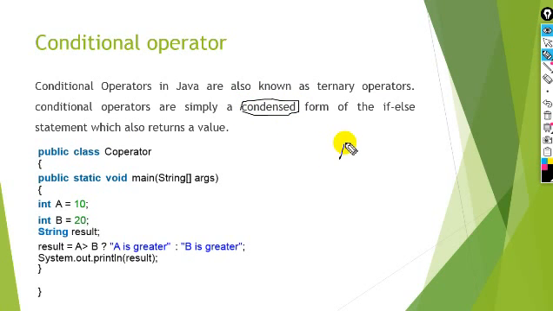For example, if here we have a condition, and the condition is true, then this statement will execute, and after that the program will end.